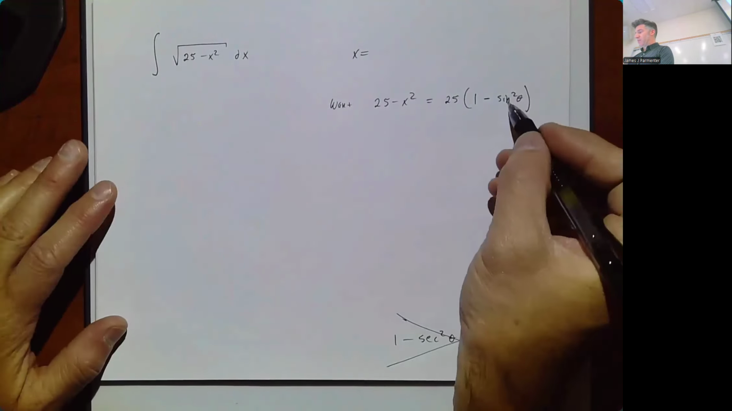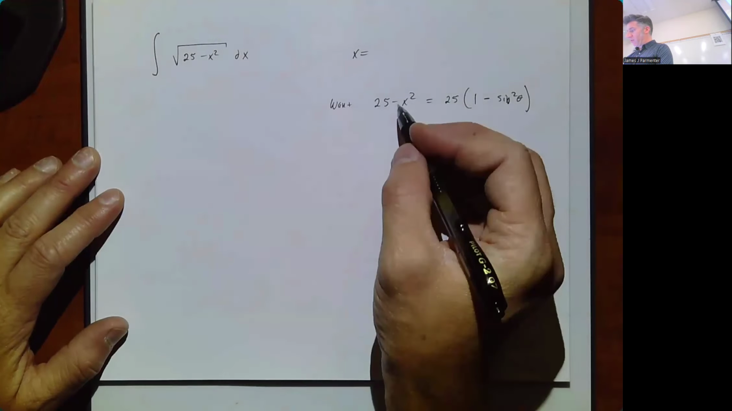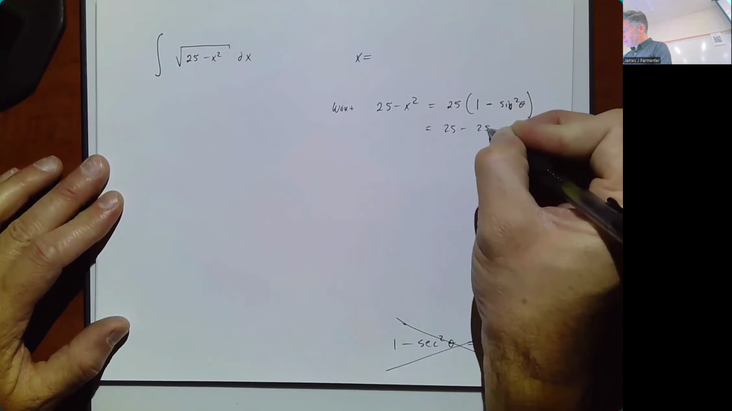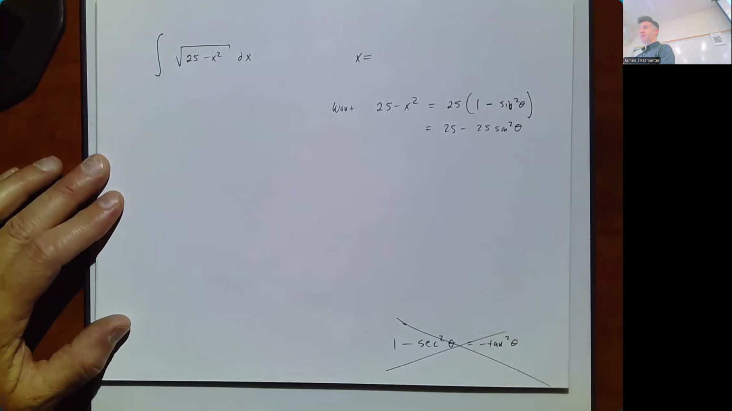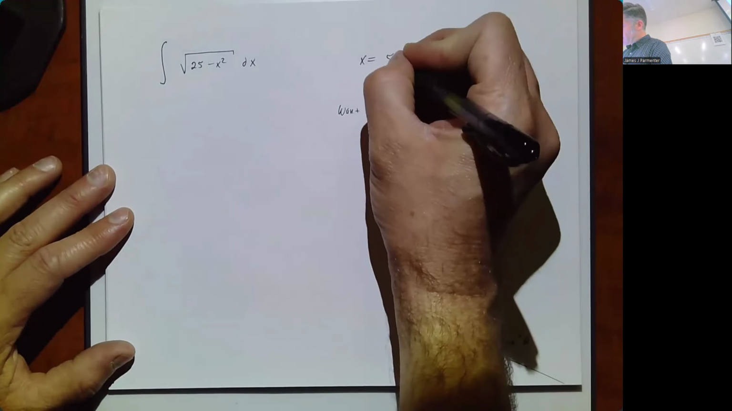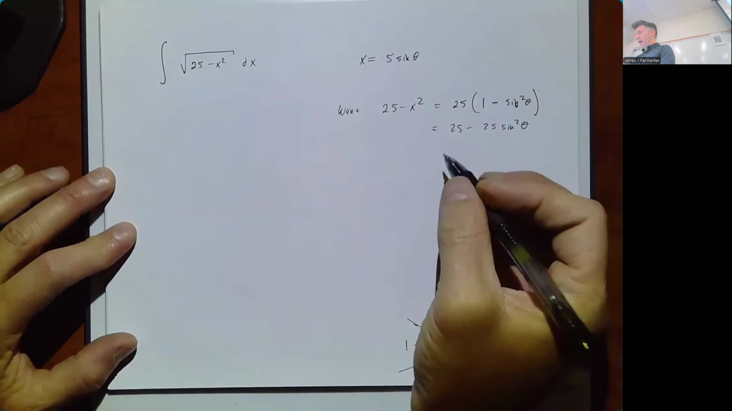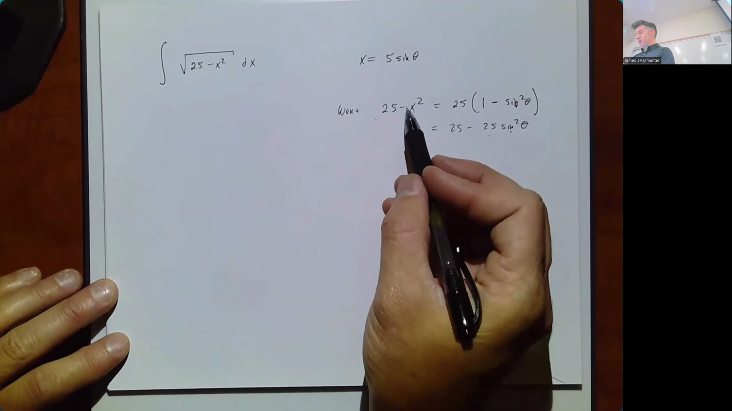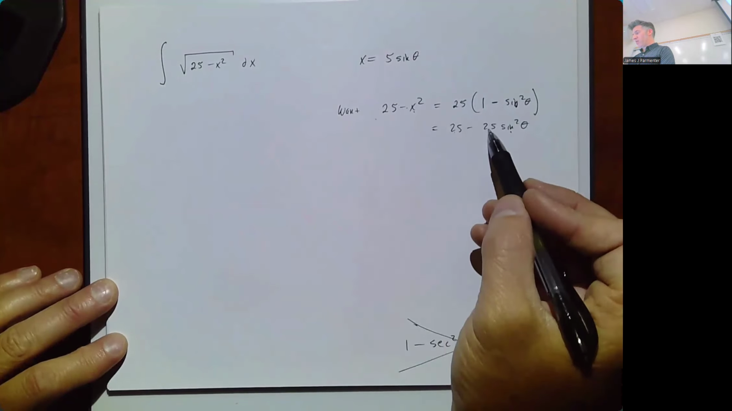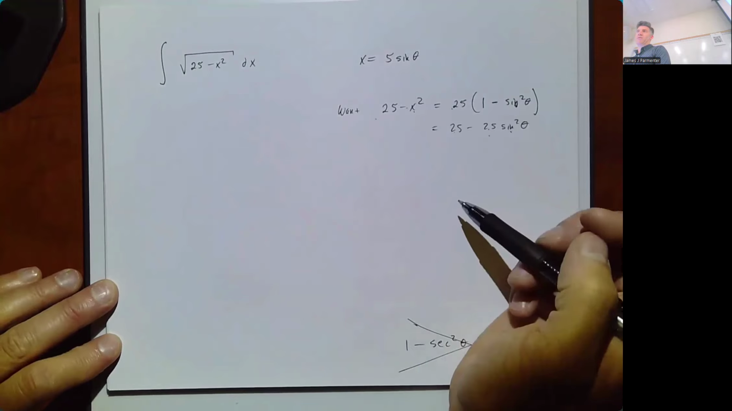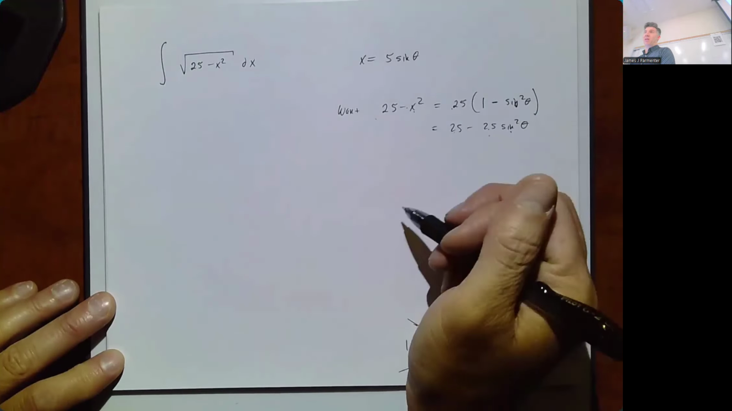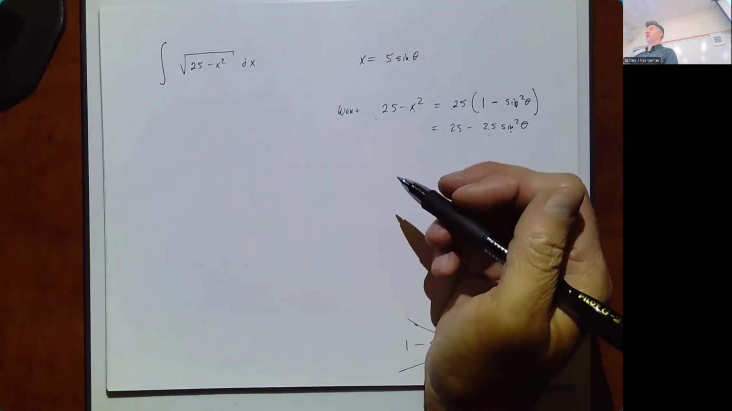We want 1 minus sine squared. So what we really want is for x to be equal to 5 sine theta. So x squared is 25 sine squared, and then 25 minus x squared is 25 minus 25 sine squared, which is 25 times 1 minus sine squared. So I always approach these problems thinking about what I want to happen, what trig identity I'm trying to make happen.